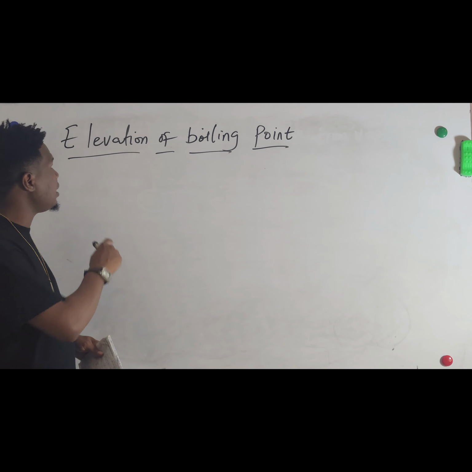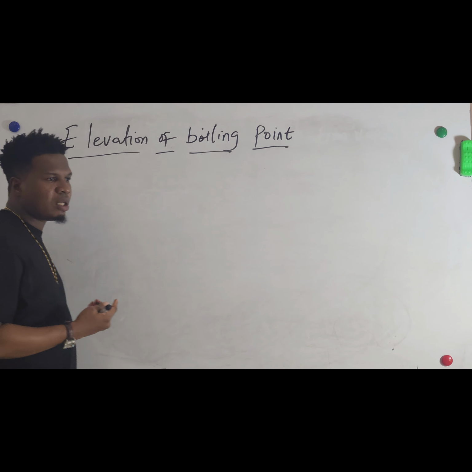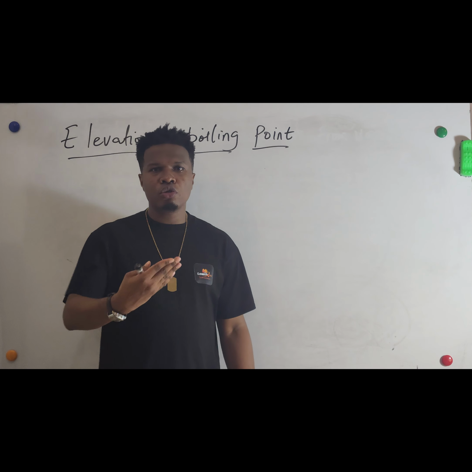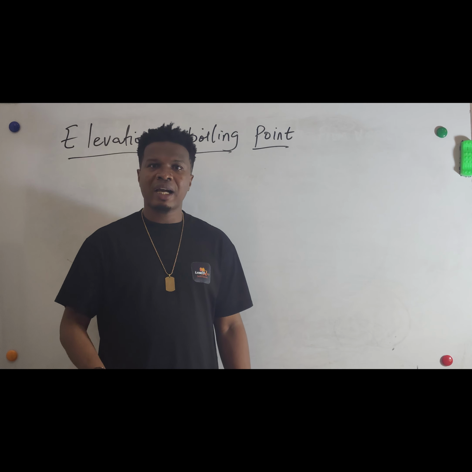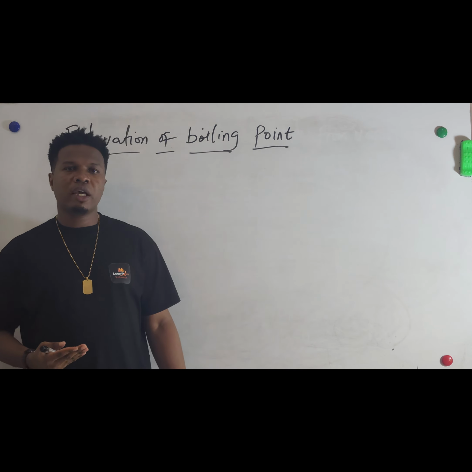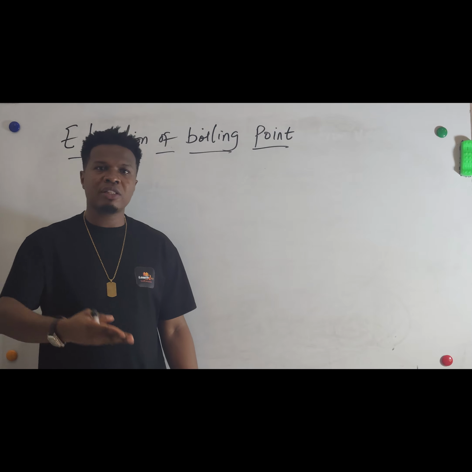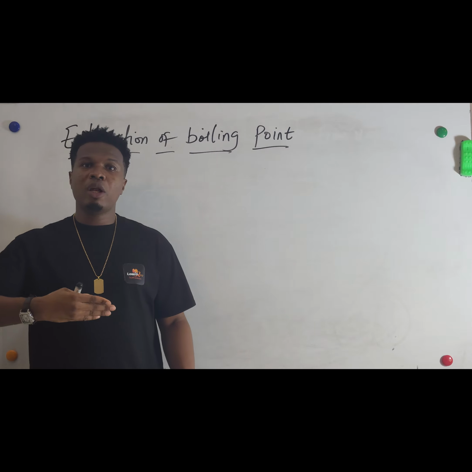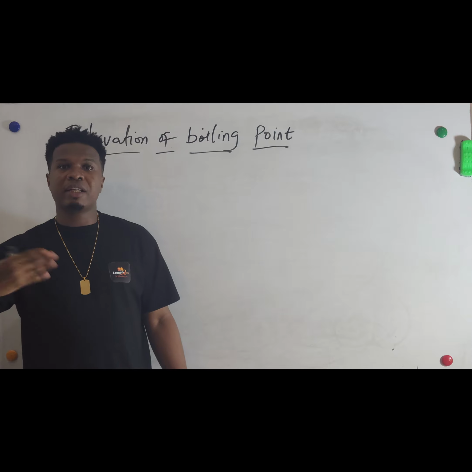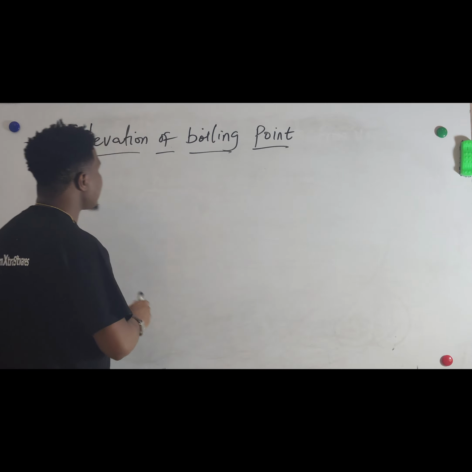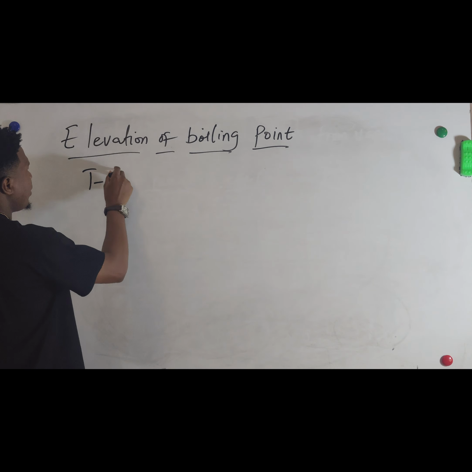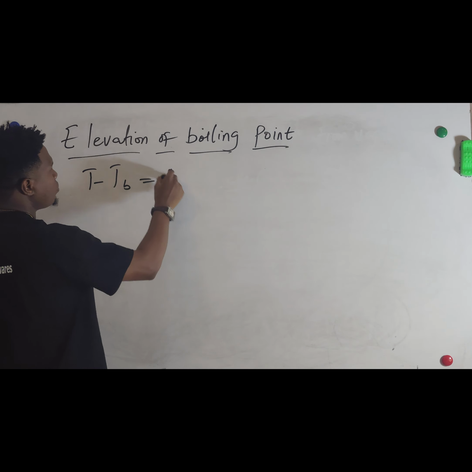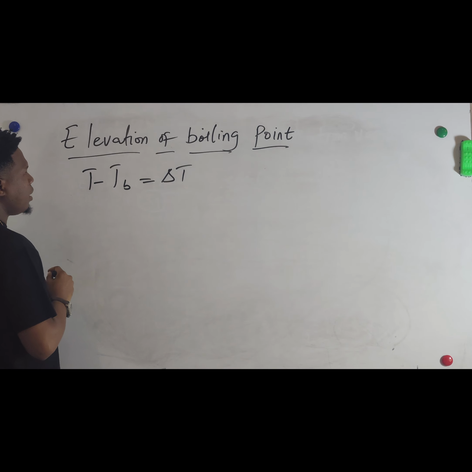This property is talking about the elevation of boiling point. So the moment you introduce a non-volatile solute into a solvent, you are going to elevate the boiling point. If you add the solute into the solvent, the boiling point is going to elevate or increase. Mathematically, this is giving us T minus TB is equal to change in T.